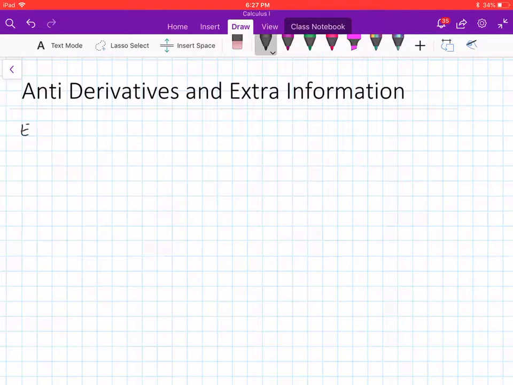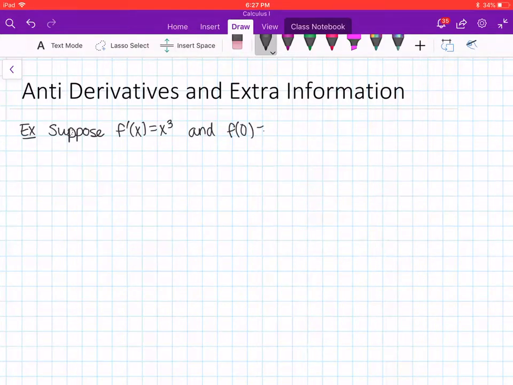So our first example is going to be, suppose we know that the derivative is x cubed, and we know something about the original function, f(0) equals 2. We want to actually find the function itself. And this is nice because we won't have to have the plus c anymore.